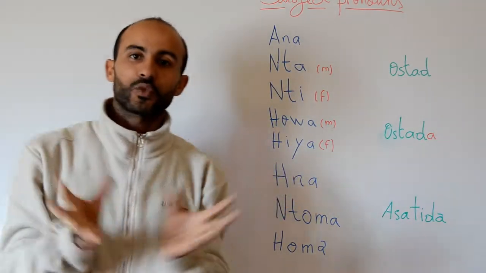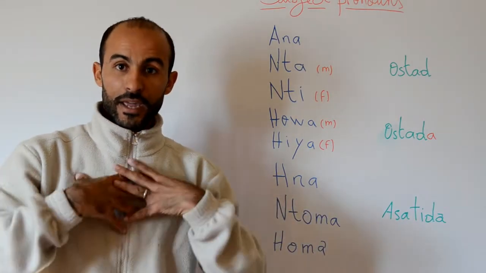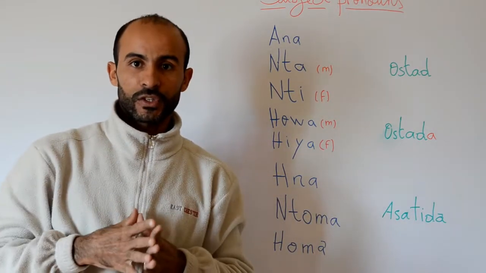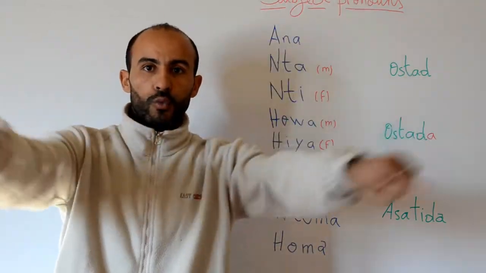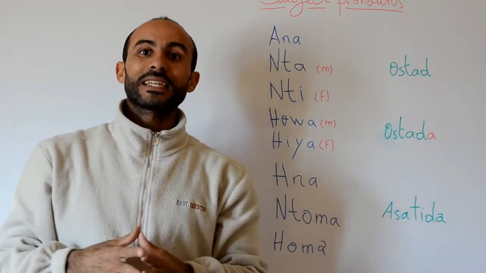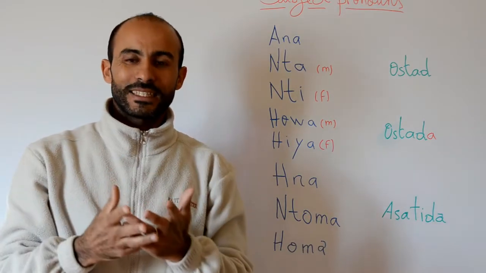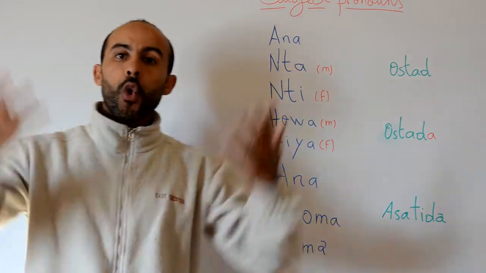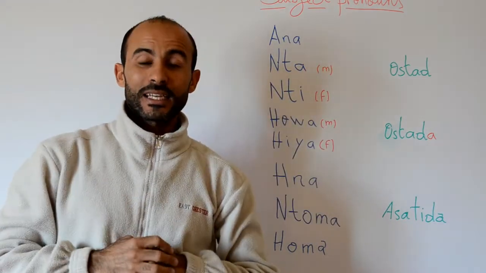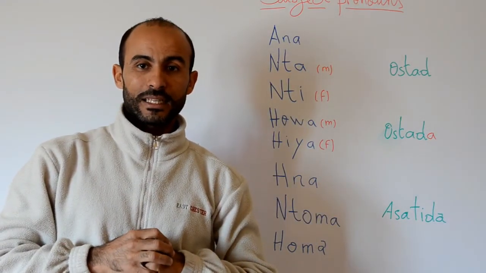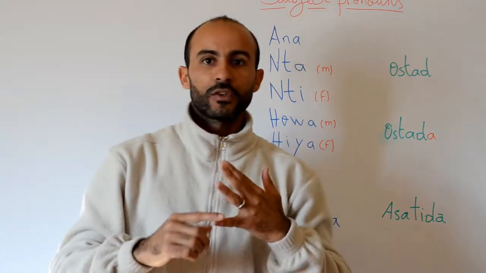Hna, so this one is plural. Say, asatida. Hna asatida, we're teachers. Ntuma, you, plural. Ntuma asatida. Huma, they, huma asatida, they're teachers.